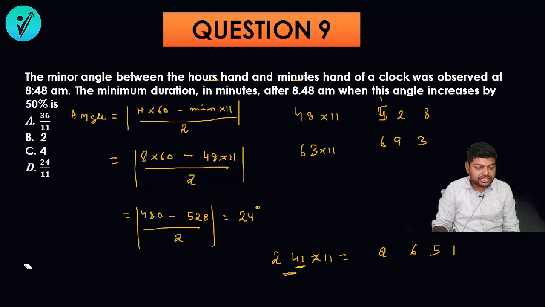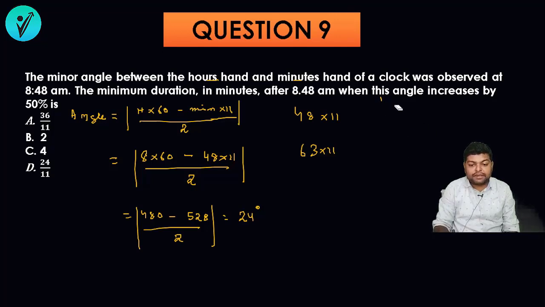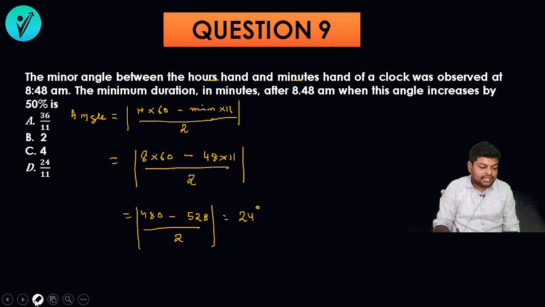Coming back to the question. In this question, the current angle is 24 degrees. Now the angle has to be increased by 50%, means there will be an increment of 12 degrees. So 12 degrees के increment होने पर आपका जो present angle होगा वो क्या हो जाएगा? After an increment of 50%, the angle will be 36 degrees.